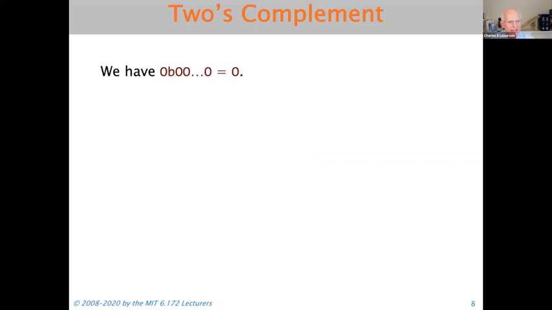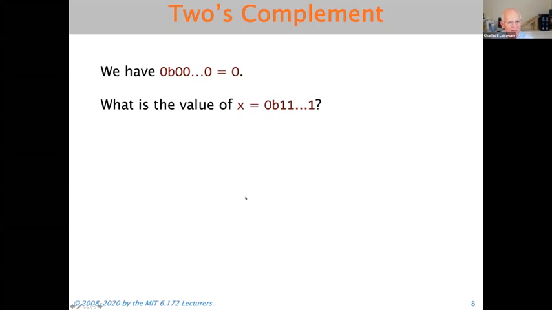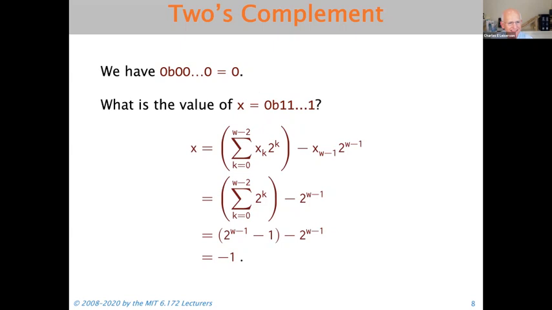Okay, so it's pretty easy to convince yourself that if you have the binary number of all zeros, it's equal to 0. But what if you have the binary 2's complement number for all ones? What do we get? Most of you probably know the answer, but let's just go through carefully.